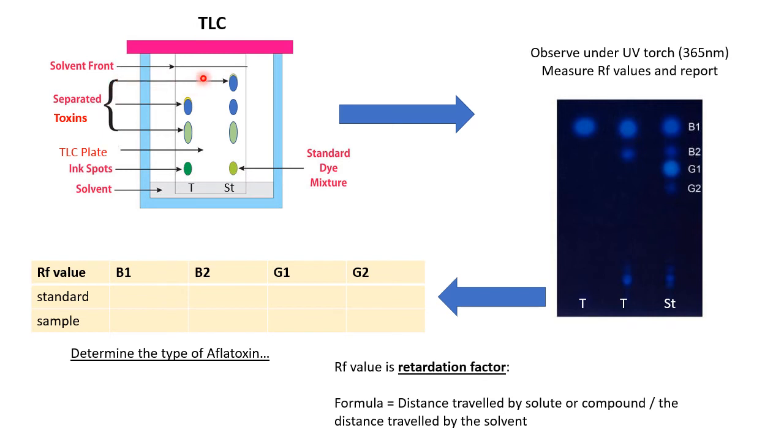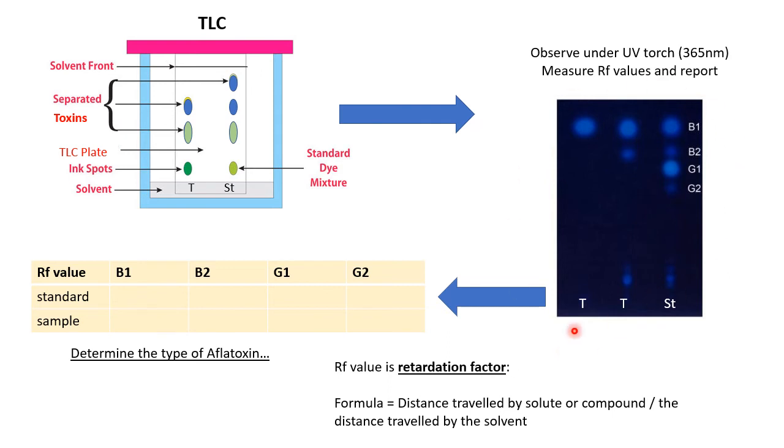So you have the TLC chamber, this is your silica gel plate, then this is the solvent front, these are the toxins which are separated. Then the ink spots, the spots where you have marked and inoculated your samples, and this is the solvent. After running your TLC, you remove your plate, let it dry, and then observe under a UV torch. Then you have to measure RF values and report.